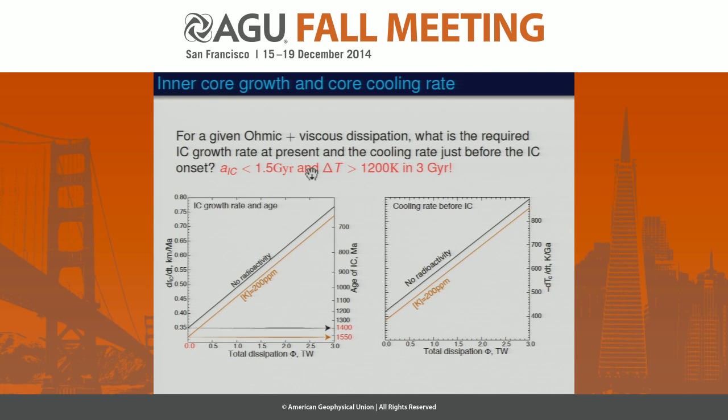So, to answer the first set of questions, the age of the core must be less than 1.5 gigayear, and the cooling rate must have been more than about, say, 1200 K per gigayear.